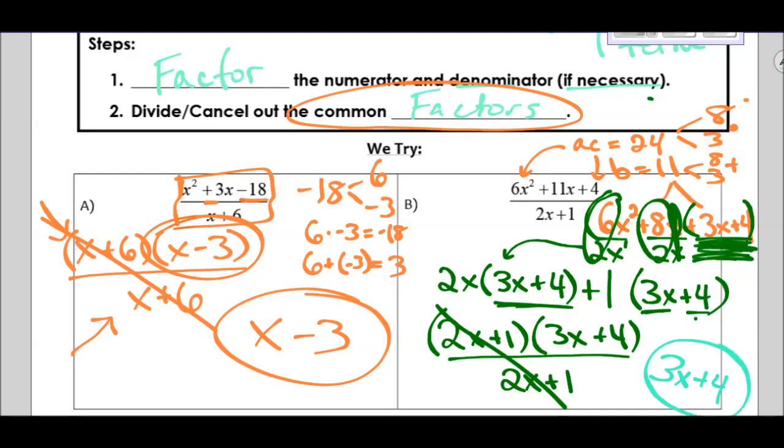Hopefully you can see what's happening here. That cancels out, that cancels out. One of the factors should cancel out with whatever's on the bottom. Might not cancel out completely, but it should cancel out with some of the stuff on the bottom.